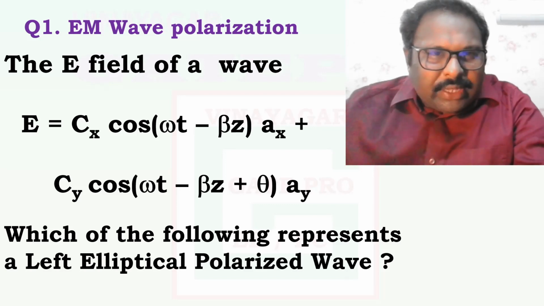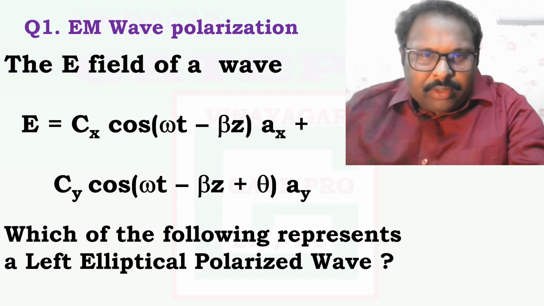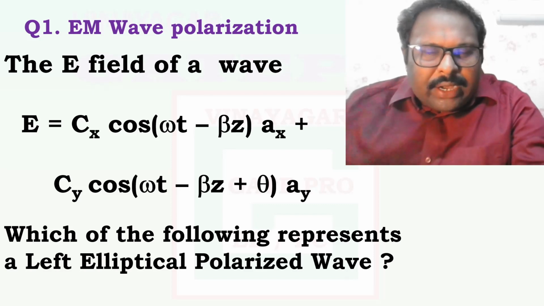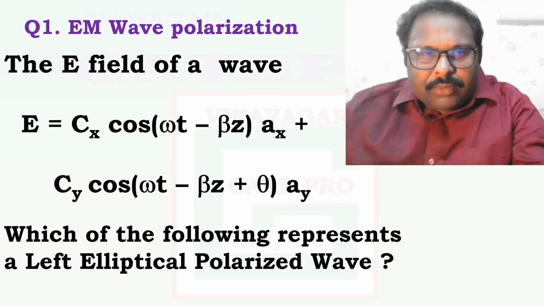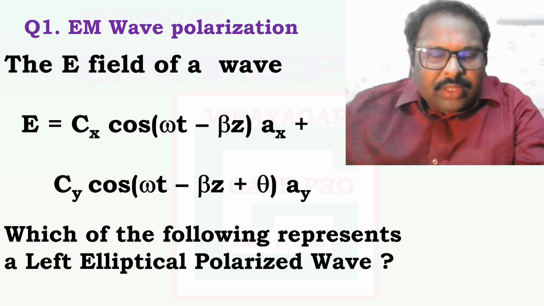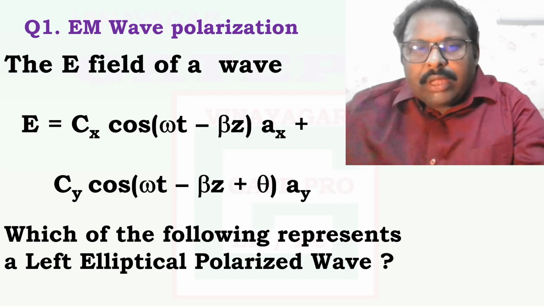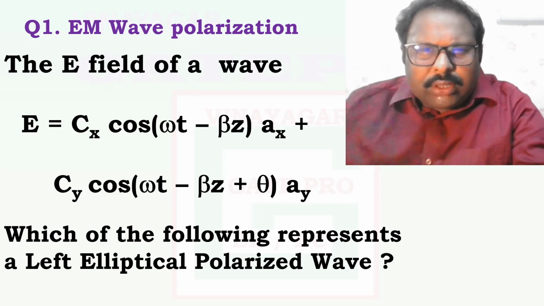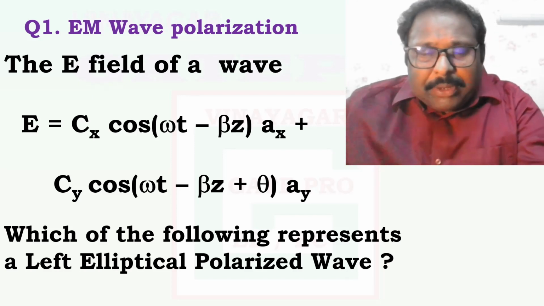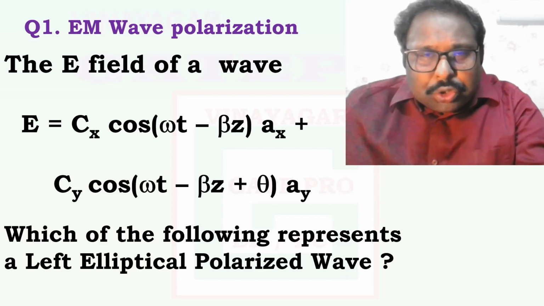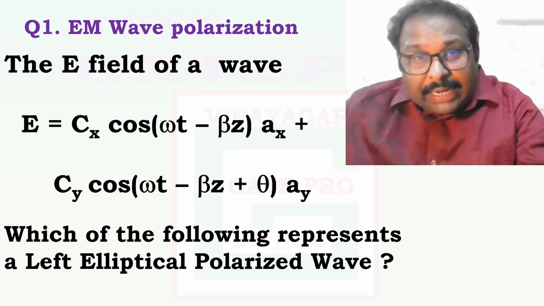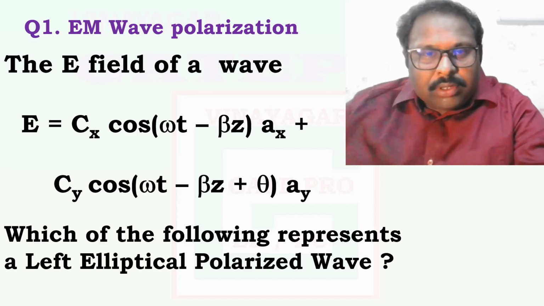So this is a question given there where they asked which of the following represents a left elliptically polarized wave. So what is the criteria for elliptically polarized wave? If it is not circular and not linear, it is elliptical. That means if the phase difference theta is not 0 or 180, and amplitudes are unequal, or equal and theta non-90, they're all elliptical polarization. So for elliptical polarization, theta should not be equal to 0 or 180, and if theta is 90, amplitudes should not be equal. So that is also a criteria.